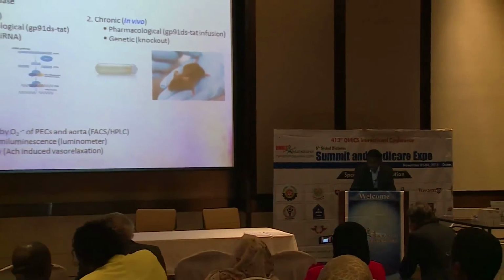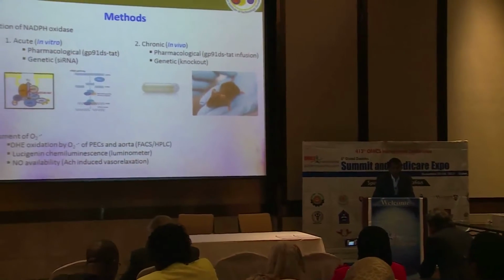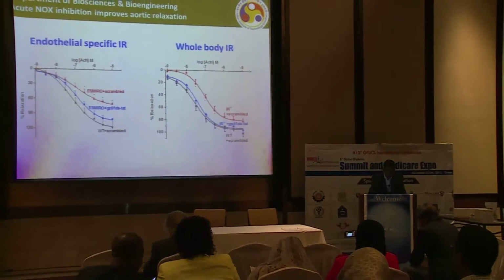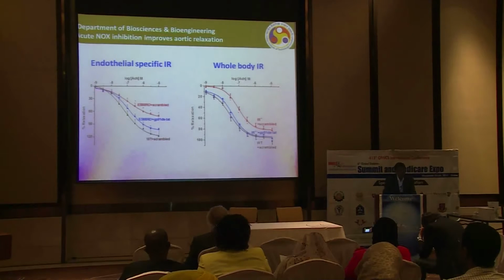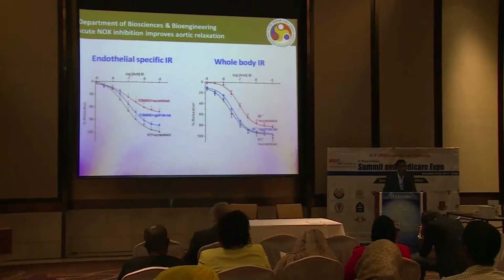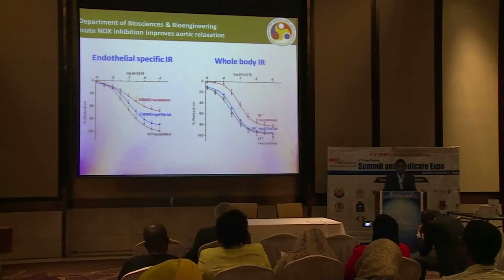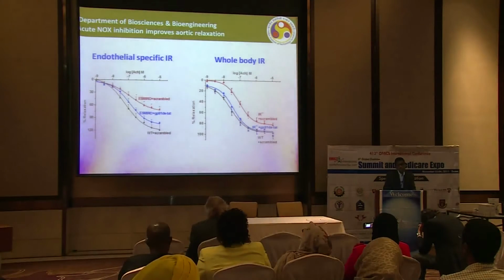We have used different strategies, pharmacological and genetic, to inhibit this NOX2, and we have also developed knockout mice to delete NOX2 and see. The pharmacological agent we used is a peptide, the gp91ds-tat peptide, which is an inhibitor of NOX enzymes. We have directly measured superoxide, and we have also measured vascular function in these mice. This is the vascular relaxation curve in response to acetylcholine, showing how quickly the vessels relax. The quicker the relaxation, the better.